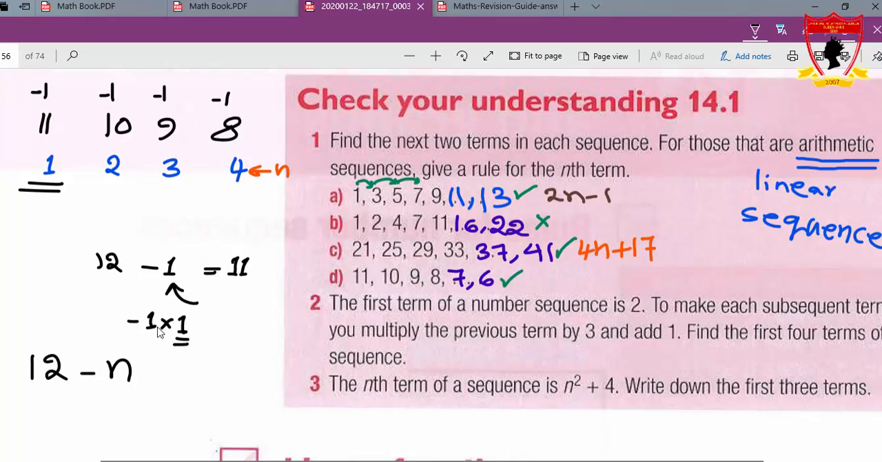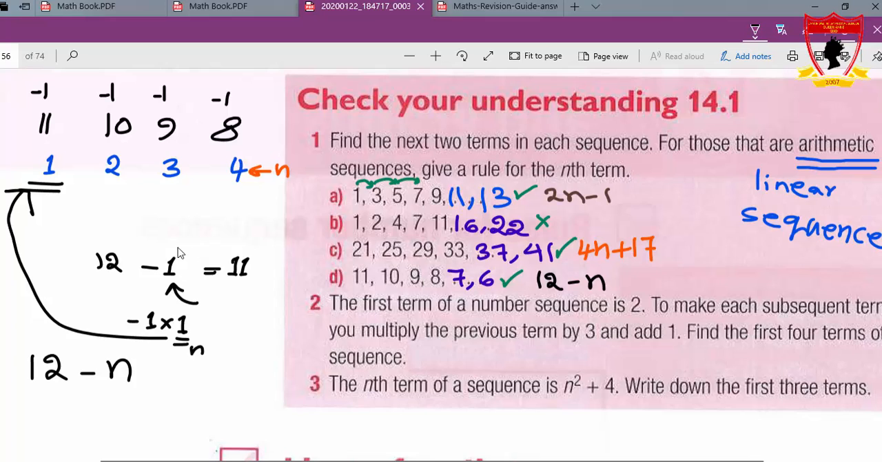12 minus n. Now let's see how does this work. Because we say negative 1 times this one was n. This one is this. So we can say 12 minus 2, it will be 10. 12 minus 3 is 9. 12 minus 4 is 8. Then we always multiply the n's by negative 1. That's why we have negative n, because n times negative 1 is negative n. And we get the n out from 12 to get all the terms of the sequence. Then the nth term is 12 minus n.